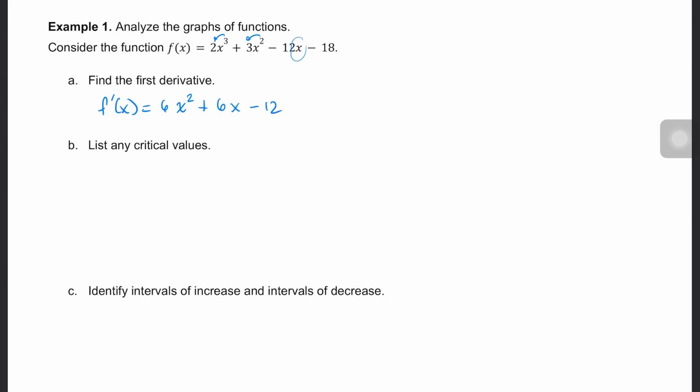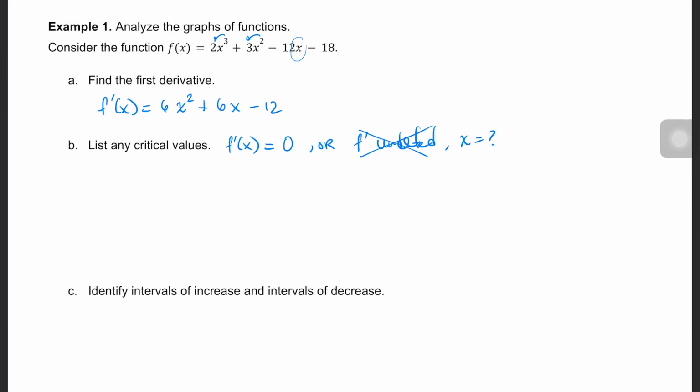Now let's find part B. Part B is asking us to find the critical numbers. Remember that critical numbers are found whenever the first derivative is 0 or when the first derivative is undefined, and we solve for x, right? The x values that satisfy these conditions are considered the critical numbers. In this case, there won't be any undefined points. The reason why is because this is a polynomial, and polynomials are defined everywhere, so the derivatives are defined everywhere.